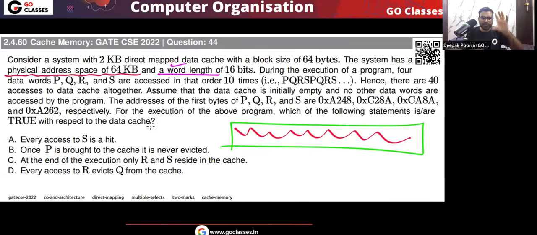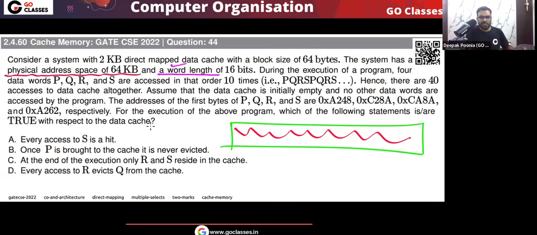So remember, in the question, if word size is given to you, it does not mean that main memory is word addressable. Some students, when they see the word size in the question, immediately think that the main memory is word addressable. No, the main memory is always byte addressable, unless the question mentions that the main memory is word addressable. I hope this point is clear.